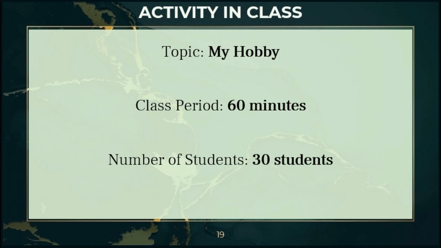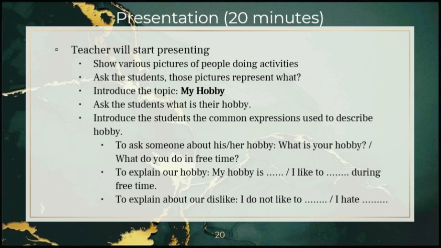Just imagine the topic discussed is my hobby, the class period is 60 minutes, and the number of students is 30. In a total of 60 minutes, 20 minutes will be allocated for balancing each stage. So for the first one, in presentation, the teacher will start by getting the students' attention. How? The teacher can show various pictures of people doing activities, and from here, we can get students to participate and make them focus on the lesson. During the presentation, the teacher can introduce common expressions used to describe a hobby, as shown in the example in the slides.